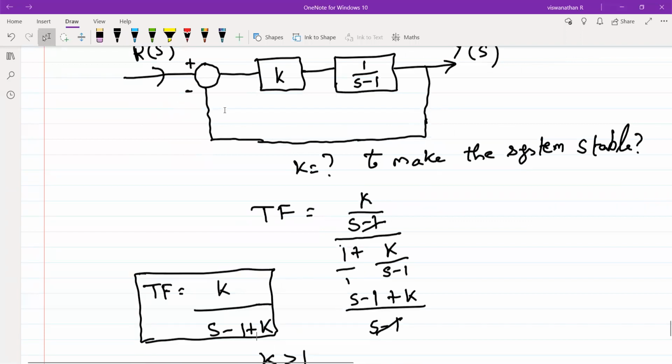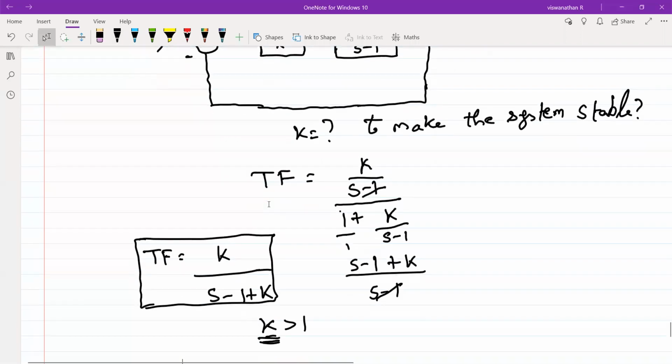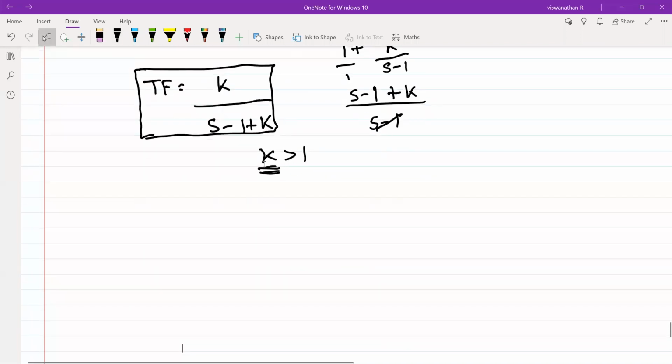But when you're using a feedback controller, this K, when you have some range within which the poles will be negative, then the system will be stable. Any doubts in this, till now what we have done? Did you understand the derivation part and then finding the value of K to make the system stable? Yes, sir. Can you explain once more why K needs to be greater than 1?